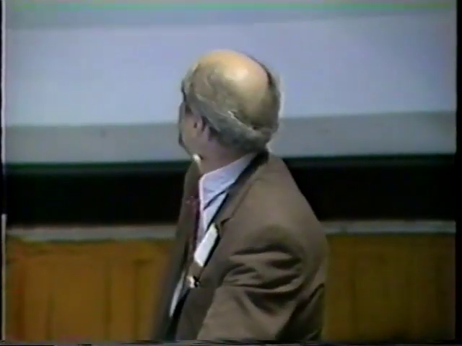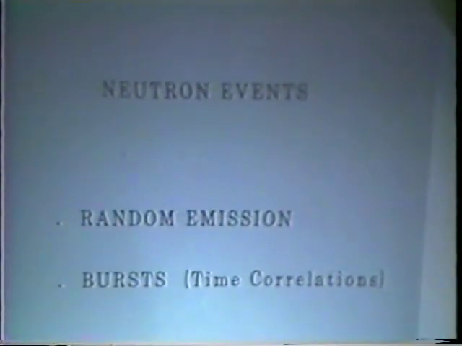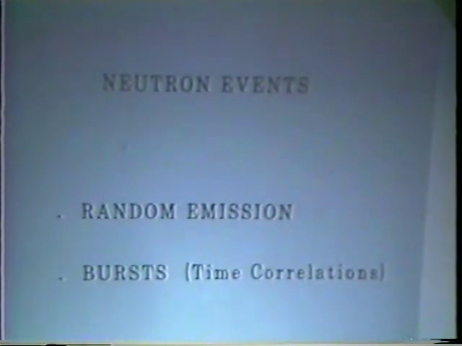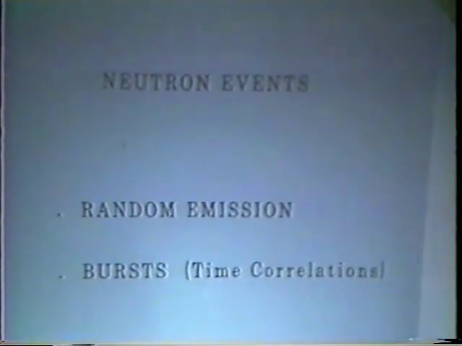I'm going to talk about 2 different kinds of neutron events. One event is what we call random emission, and that means the neutrons come out with no time correlation to each other, like a radioactive random decay. On the other hand, we're also going to talk about bursts of neutrons that come out time correlated with each other.